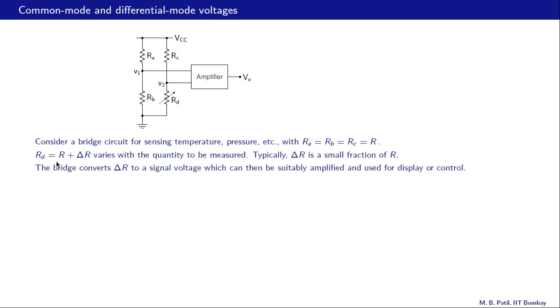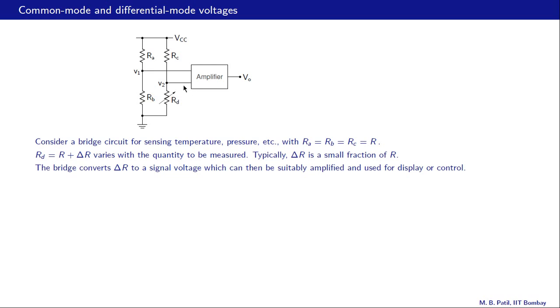So RD is given by R, that is its nominal value, which is the same as RA, RB and RC, plus delta R. Now this delta R varies with the quantity being measured, and typically delta R is small with respect to R, such as 1%, 2% and so on. So delta R is a small fraction of R. Now the whole purpose of this bridge is to convert this delta R into a signal voltage, which can then be suitably amplified and used for display or control purposes, as shown in this figure.